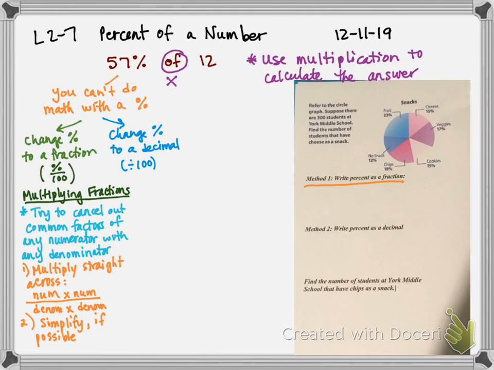Okay, let's talk about the other guy. We're going to multiply decimals. So that's going to be our second strategy. So some things to remember with multiplying with decimals. First, you're going to ignore the decimals and multiply the numbers.